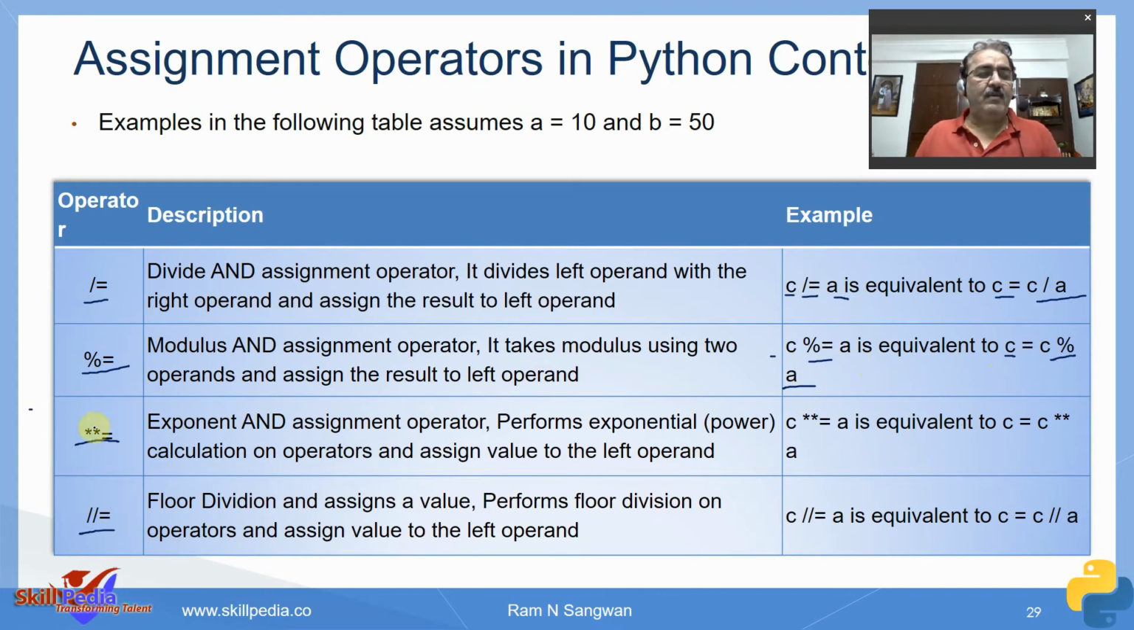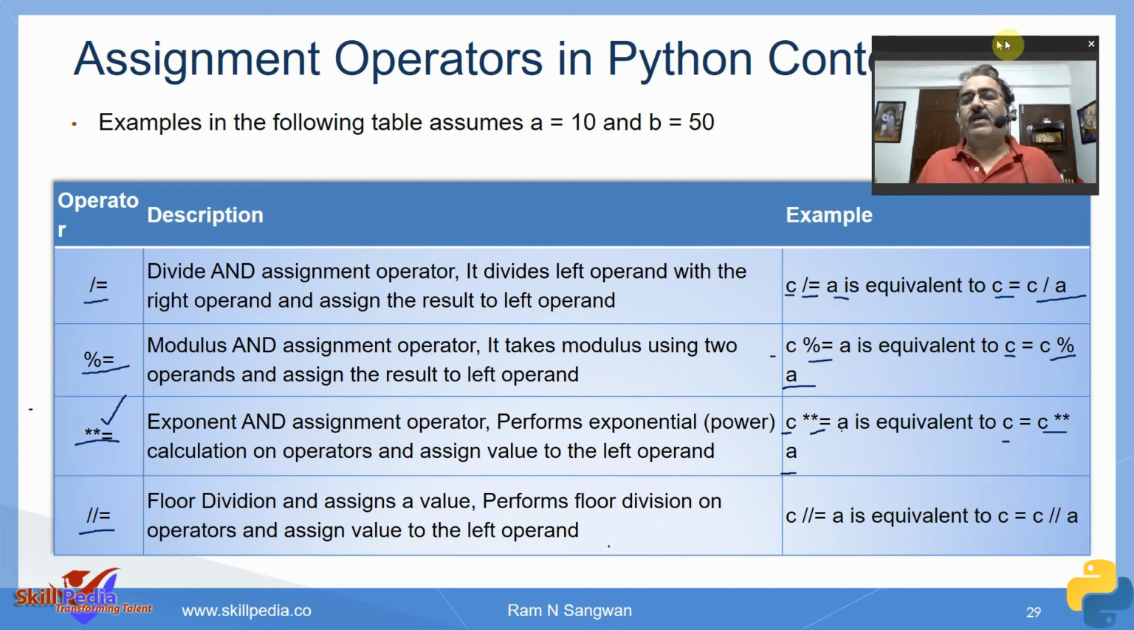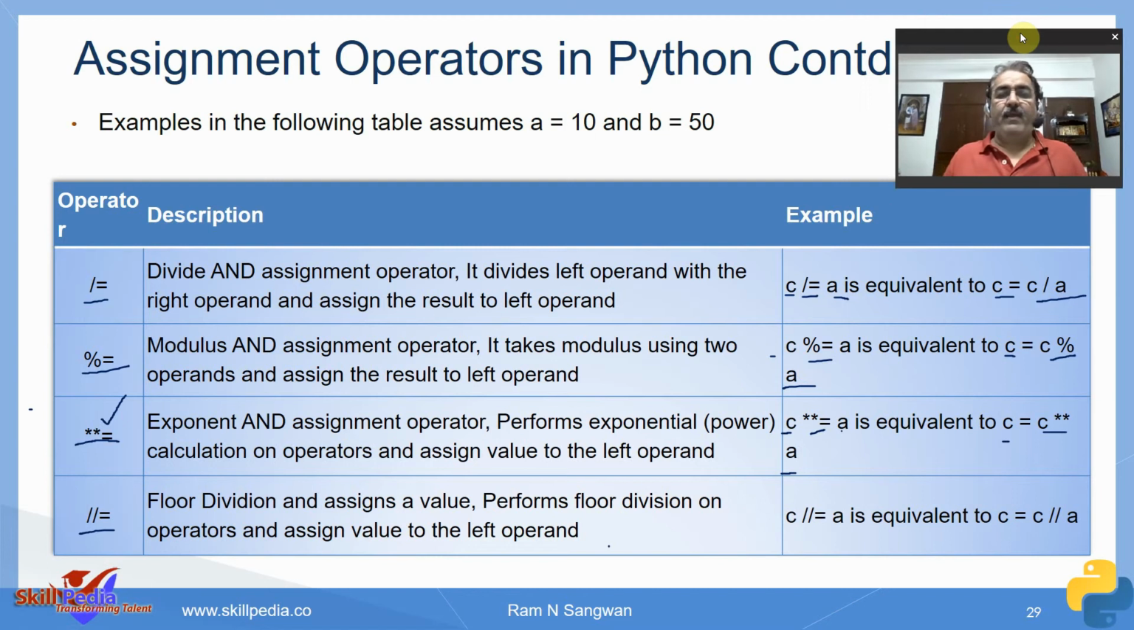So therefore this is raised to the power, this exponent operator. Like if you say C exponent equals A, it is equivalent to C is equal to C raised to the power A. So these are very interesting operators in Python language which are frequently used.